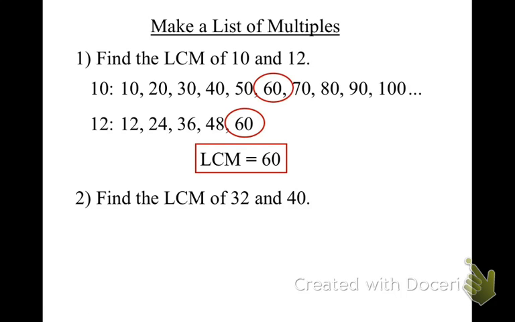So I want to try to find the least common multiple of number 2. What's the least common multiple of 32 and 40? So on your own, go and try to figure out the least common multiple of 32 and of 40. So first off, you should make your list.